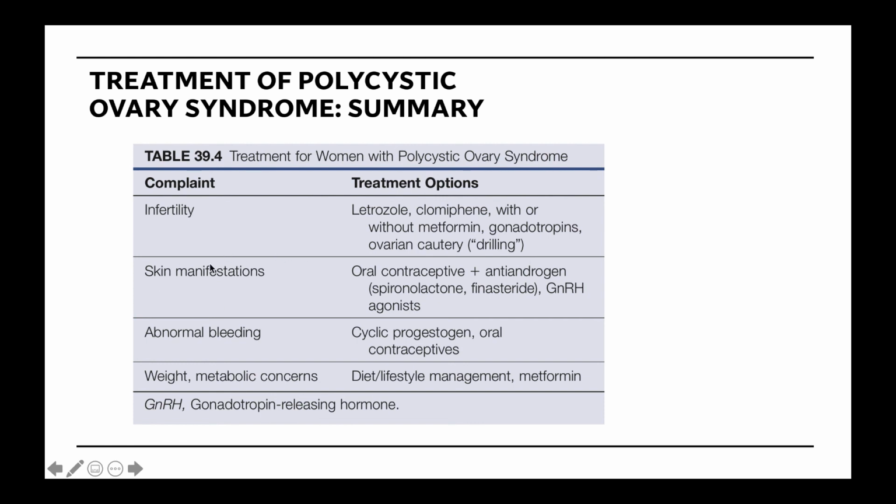For skin manifestations such as acne and hirsutism, we can offer oral contraceptive plus an anti-androgen, or we can also give a GnRH agonist. For patients with abnormal uterine bleeding or irregular menses, we can offer cyclic progestogen or oral contraceptives. And for women with weight and metabolic concerns, of course, as I've already mentioned, first line is diet or lifestyle management. And we can also start her on metformin.